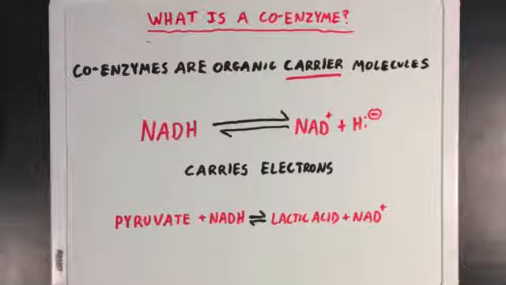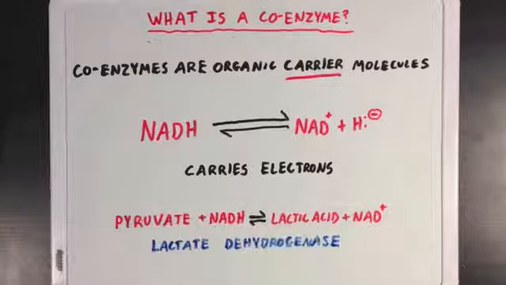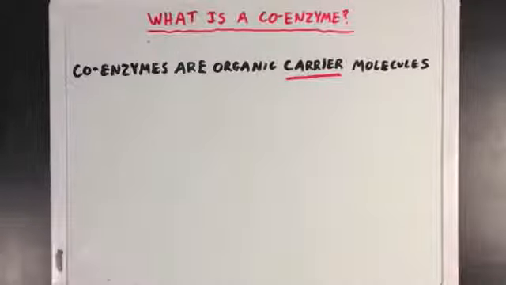Now, if you remember the lactic acid fermentation reaction, where pyruvate is converted to lactic acid, you'd see that the enzyme catalyzing this reaction, lactate dehydrogenase, uses NADH as a coenzyme in order to transfer electrons to the pyruvate molecule in order to turn it into lactic acid. And in this sense, NADH is acting as an electron-carrying coenzyme.